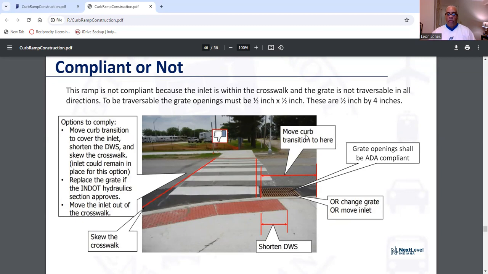So move the curve transition. You can change grade or move the inlet. Now, change the grade if the NJ hydraulics section approves. Move the inlet out of the crosswalk. You can also skew the crosswalk or shorten the DWS.